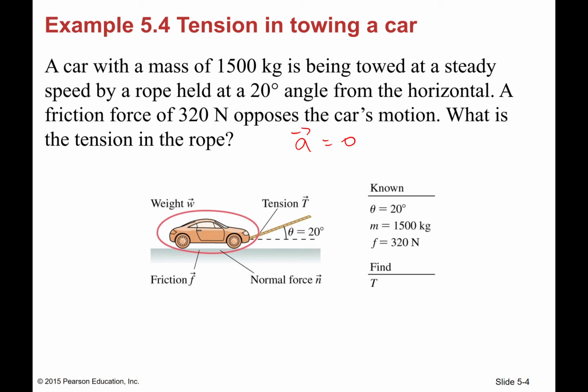When you work on this problem, the first step is to prepare. A picture here would be helpful. Here we already have one, and then we circle the car, which is the object of interest, and we identify the forces. We have a friction force, we have the weight of the car, we have the normal force, and we have the tension. It is also useful to list things that we know: we know the angle, the mass, and the friction force, and we need to find the tension.